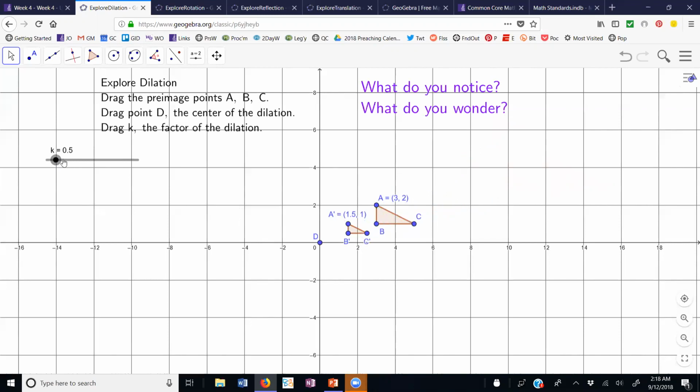You might want to also experiment with the center of dilation moving away from the origin. Notice here we have a ray emanating from the center through point B going out through B prime, through A going out to A prime, and we also have a line from D to C going out here. So it's like rays of sunlight emanating from point D. Please experiment with the Dilation app.